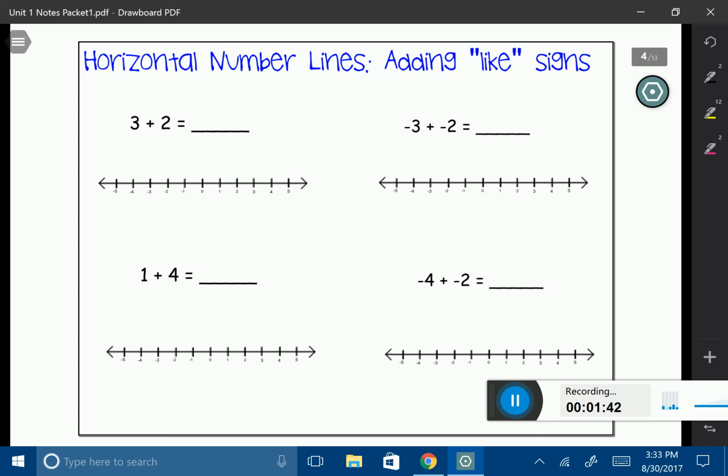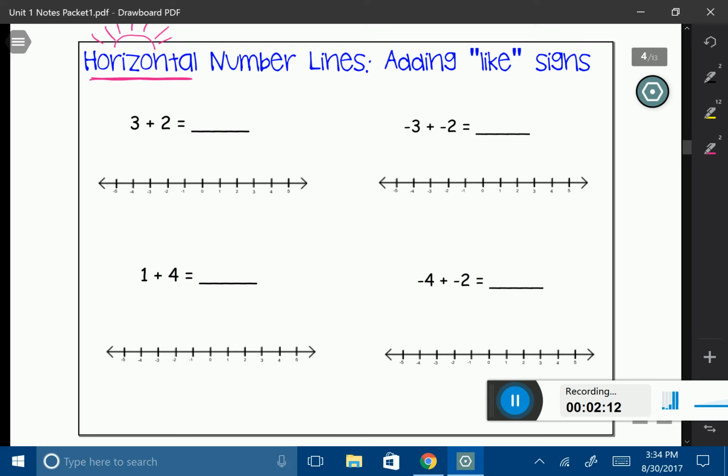All right, we're going to talk about adding integers, and we're going to use horizontal number lines. Now, the word horizontal looks a lot like the word horizon. And when we think of the horizon, we think of the sun going over the horizon. And that flat line of the horizon is a horizontal line. So when you think of the word horizontal, just think of the sunshine.